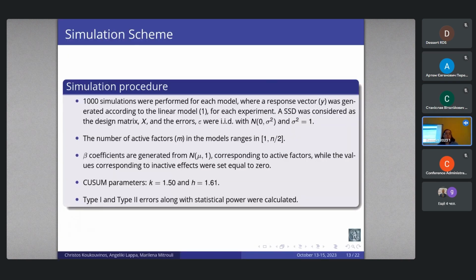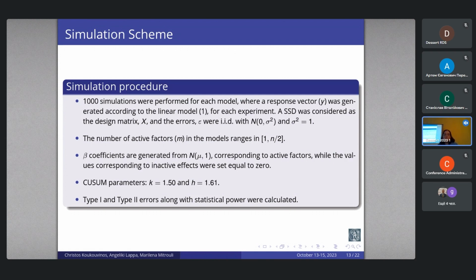During our simulation procedure, we performed 1,000 simulations for each model, where the response was generated according to the linear model, the SSD was the design matrix, and the errors were normally distributed with 0 mean and unit variance. The number of active factors ranged from 1 to 1/2 of the runs, and the beta coefficients were generated from a normal distribution for the active ones, while the inactive ones were set equal to 0.